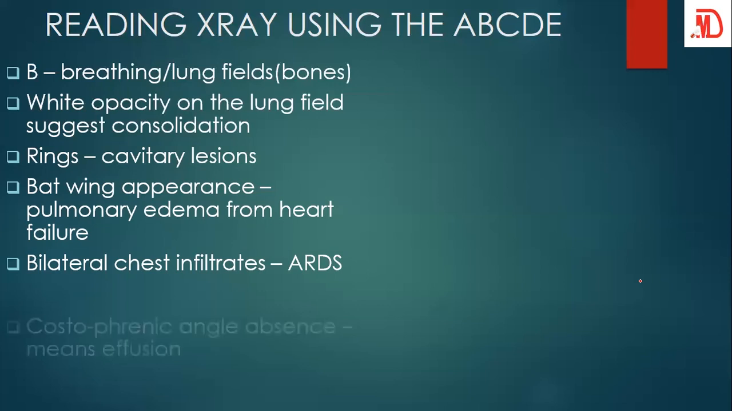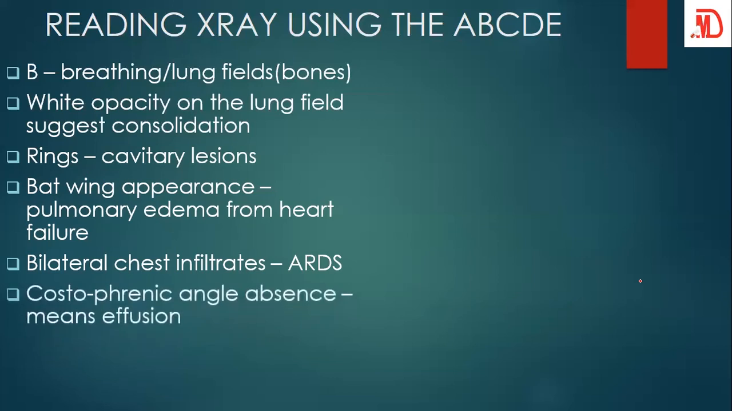And then I think in the last slide, I talked about the costophrenic what? Angle. Costophrenic angle, the angle between the rib and the diaphragm. Very important. So if it is absent, again, it gives an indication that you are dealing with what? Pleural effusion.